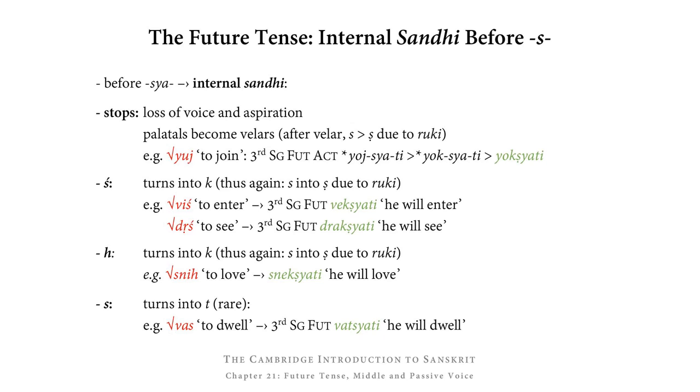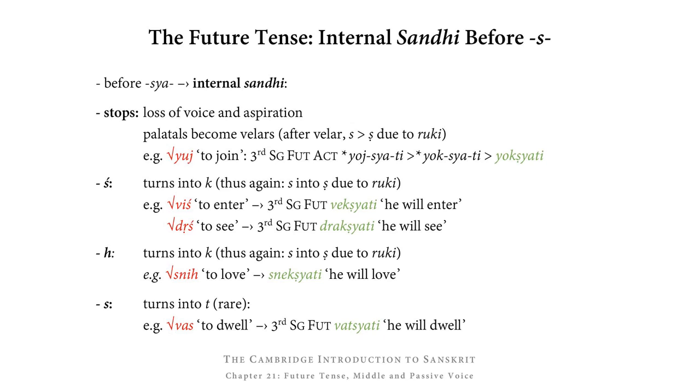If a verbal root ends in a stop, this stop will lose both its voice and its aspiration. Furthermore, palatal stops will become velars, and the velar stop that is both unvoiced and unaspirated is k, and so after that k, the s changes into sh due to ruki.